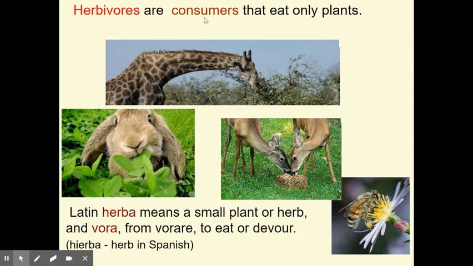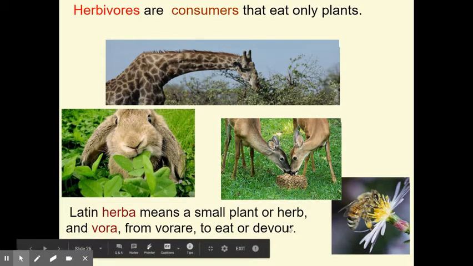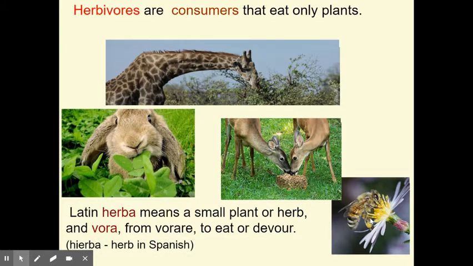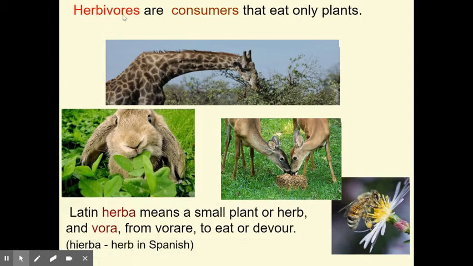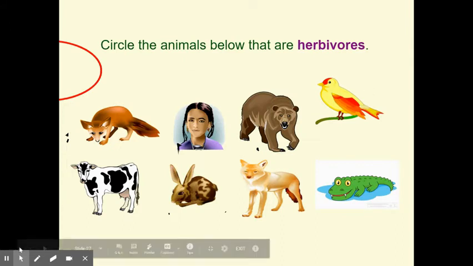Herbivores are consumers that eat only plants. See the giraffe eating a tree, the rabbit eating a plant, and the deer eating there. In Latin, herba means a small plant or herb, and vora, from vorare, to eat or devour. So herbivore, plant eater, that's what it means. If you speak Spanish, the word hierba means herb or plant. So that might help you remember it as well. Herbivore means plant eater.